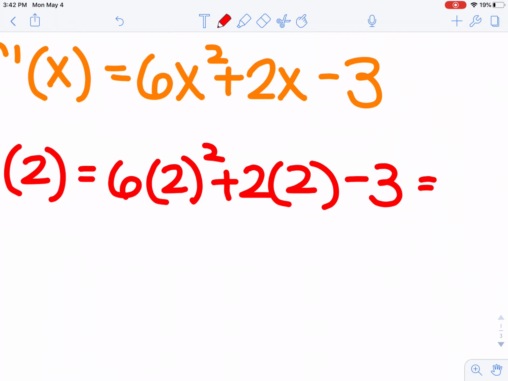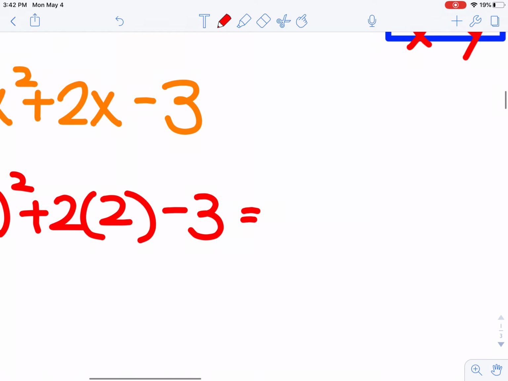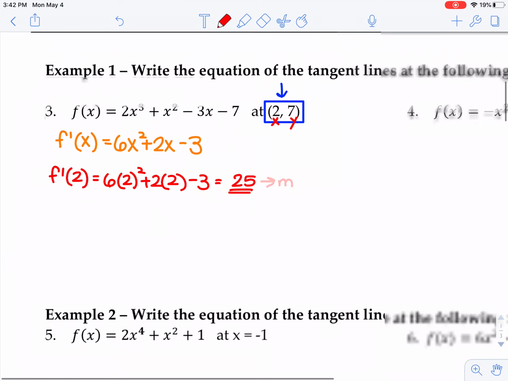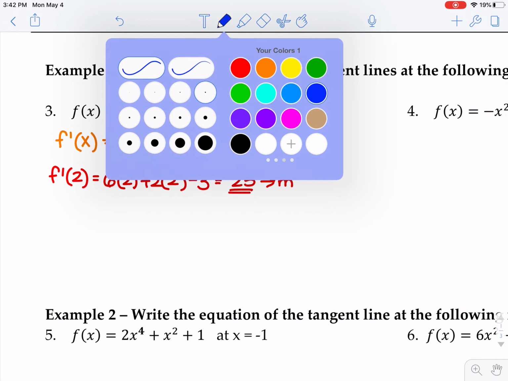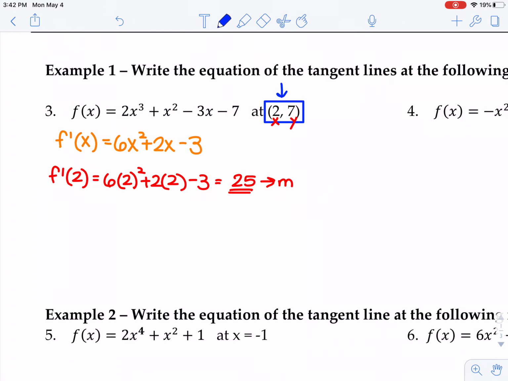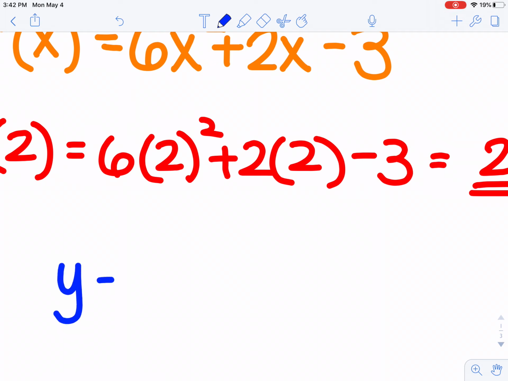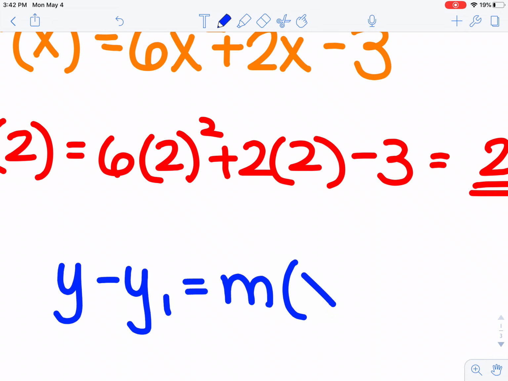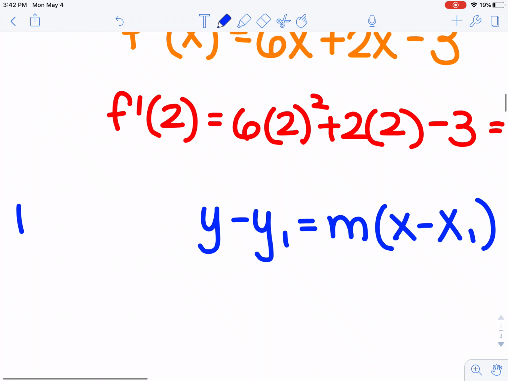I suggest just using a calculator. So in your calculator, literally type 6 parentheses 2 squared plus 2 parentheses 2 and then minus 3 and hit enter. That's going to be a lot faster than doing this mentally, and I got 25. So that is the slope of the line, okay, of the tangent line. Now what I'm going to do is write the equation of the tangent line, and what I'm going to do, guys, here comes algebra 1, is I'm going to write it in point slope form. This is point slope form.